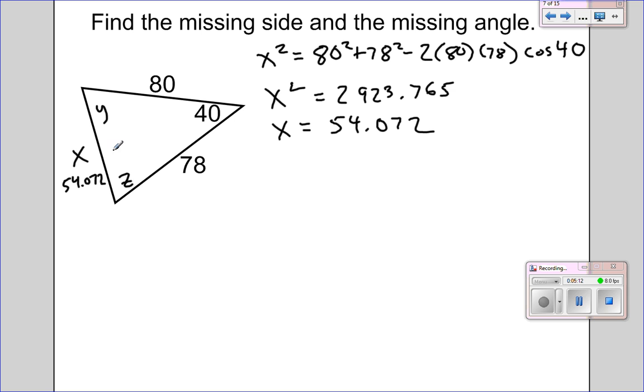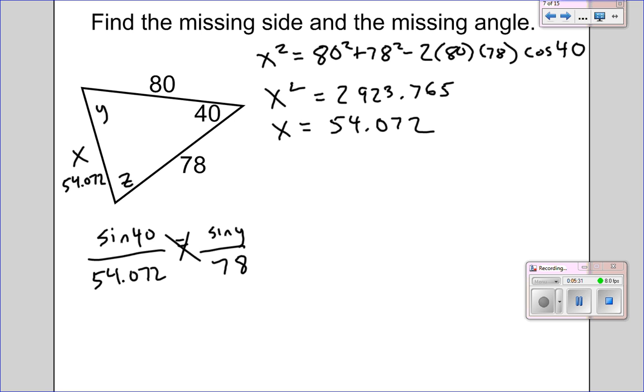Now that we've used the law of cosines to find our missing side, let's use the law of sines to find our smaller angle, which will be z in this case. So sine 40 over 54.072 equals sine y over 78. Cross multiply. 78 sine 40 equals 54.072 sine y.